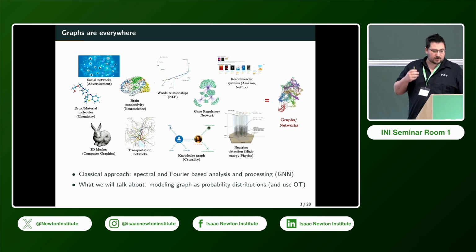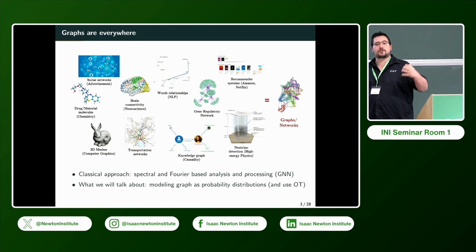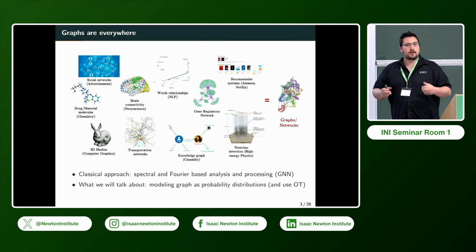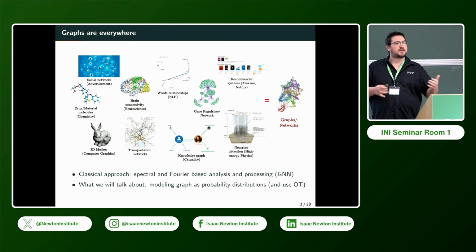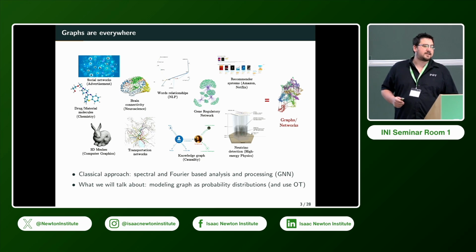And so what we try to do is to look at the graph as a whole object, where the structure and the signals on the nodes are seen together as a distribution. And if you look at it as a distribution, a natural way to measure similarity is optimal transport.